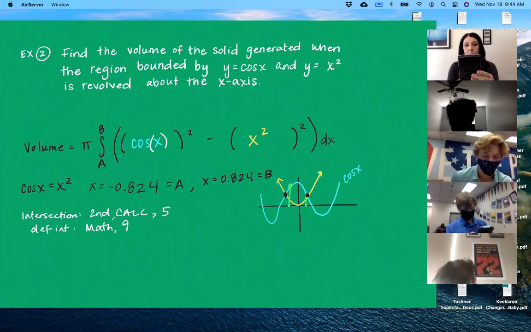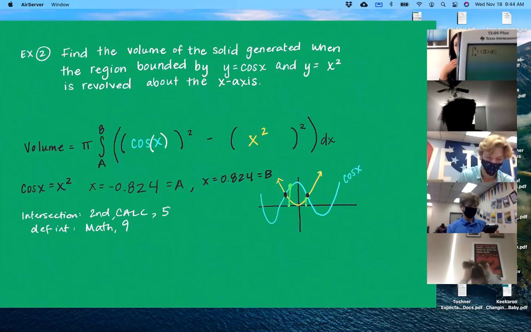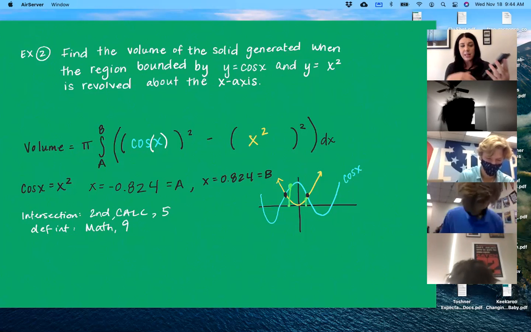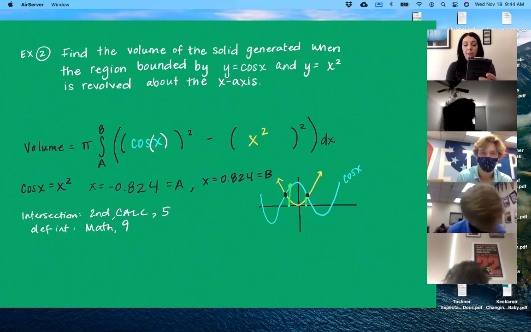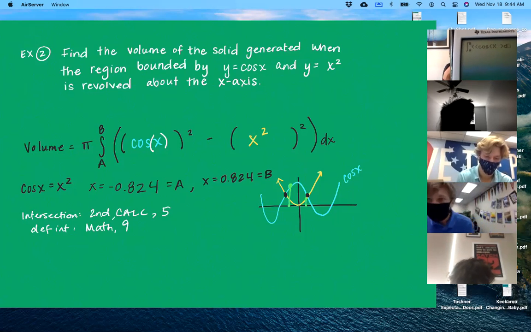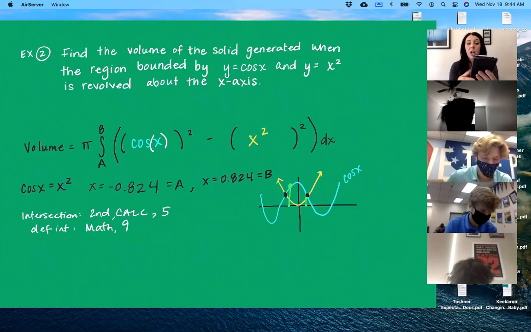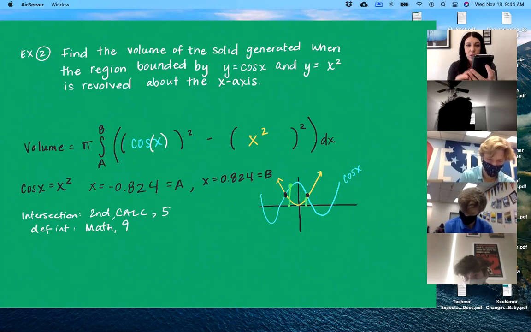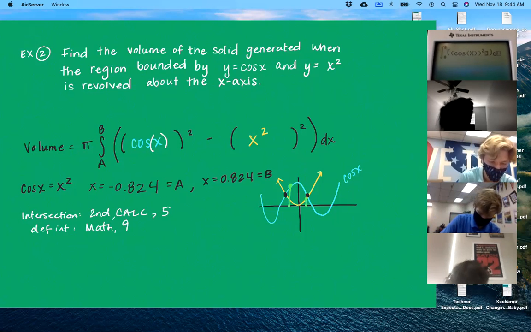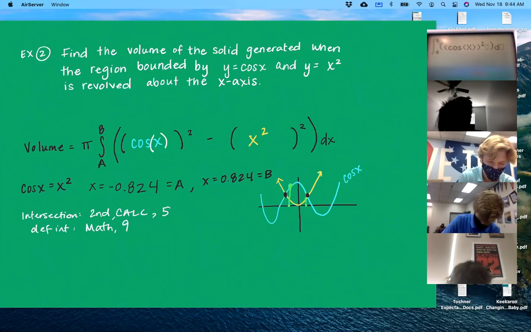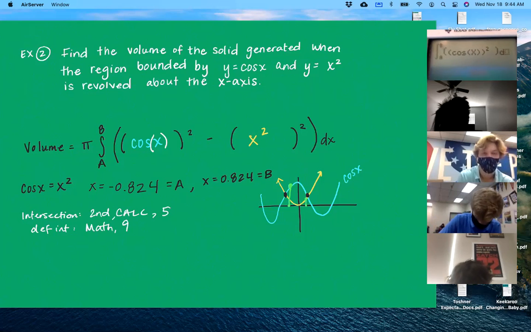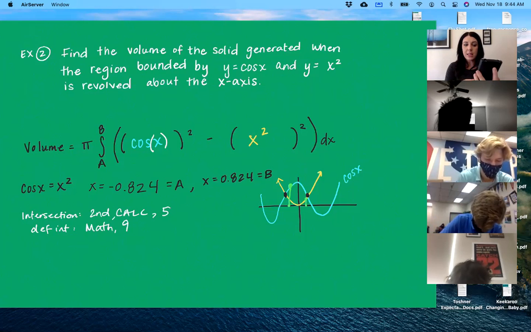Okay, so we're going to type in open parentheses. There already is an open parentheses. We need 2 of them there. So we have open parentheses, cosine of open parentheses x. We need to close the parentheses on the x, close the parentheses on the cosine, and then square that. So that's that first portion. So cosine of x, that whole thing squared, minus open parentheses, x squared, close parentheses, squared.